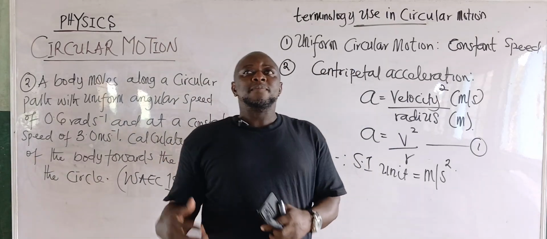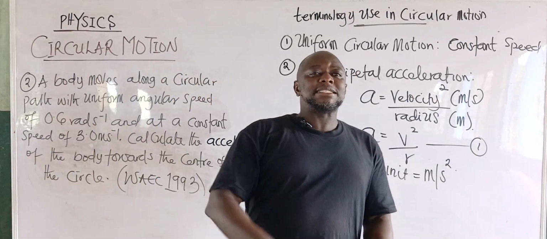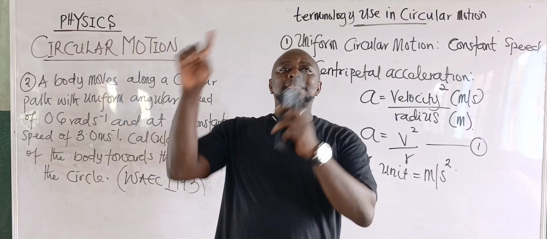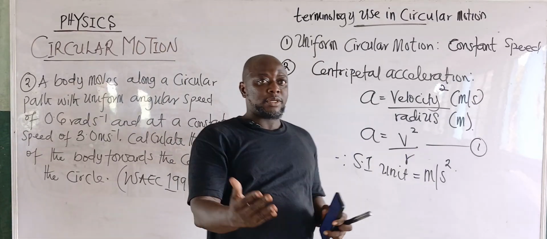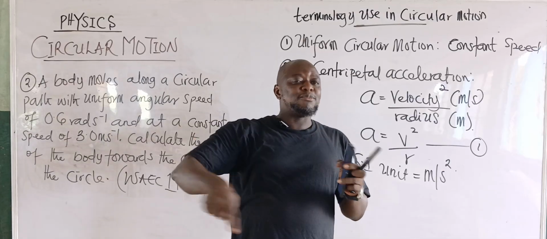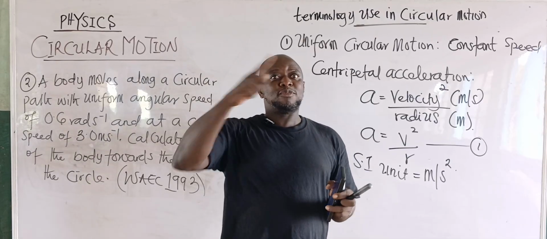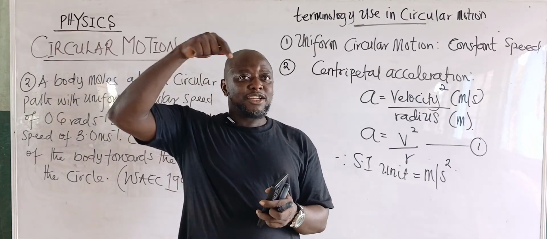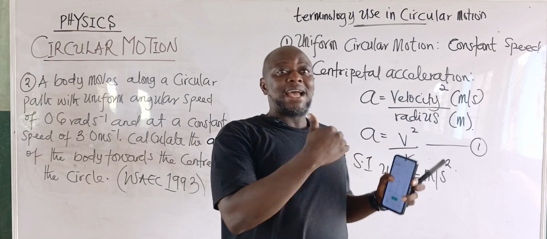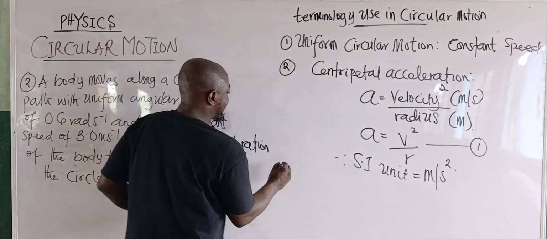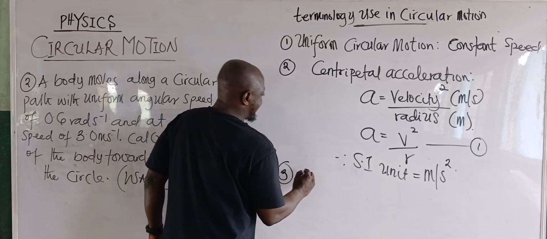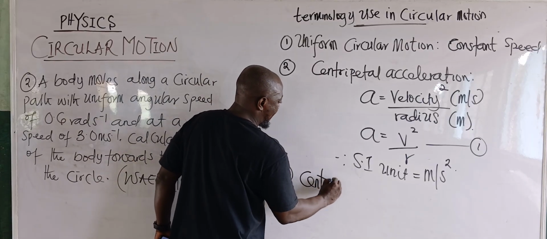So any object that is moving in a circular path, its acceleration is called centripetal acceleration. Anything moving in a circular path, your fan moving in a circular path, its acceleration is known as centripetal acceleration. Don't forget that. Next up, number 3 is centripetal force.